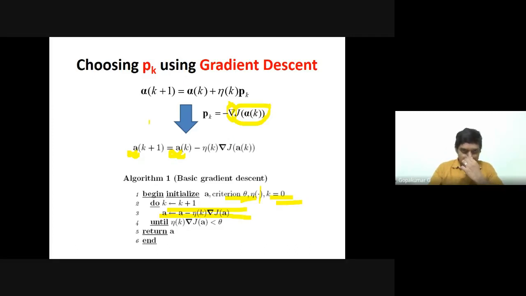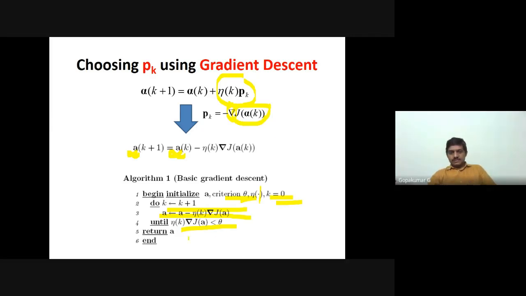Okay, using this equation that we were discussing, you should have some condition for when to stop. Are you going for maybe 1000 iterations as your stopping condition, or do you check whether this particular parameter, eta k into p of k, is less than some criterion value, some theta value, which we assume is a low enough value to stop the iteration? So that is the gradient descent algorithm.